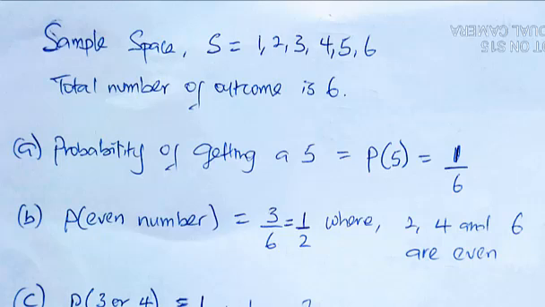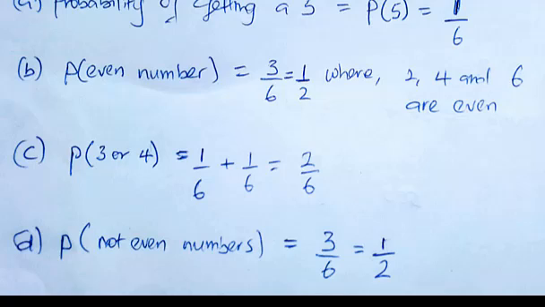For question A, the probability of getting a 5: on a die, you see 5 how many times? Just once. So in that case, probability of getting a 5, which is P of 5, is equal to 1 over 6. For B, probability of an even number is 3 over 6, which is equal to 1 over 2, where the even numbers are 2, 4, and 6.